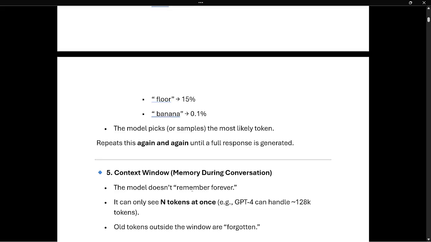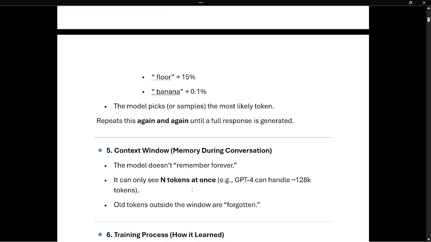Now the next thing is the context window. So what is a context window? This is basically the memory during conversations. The model doesn't remember forever. An LLM like GPT-4 can handle 128,000 tokens only. At a time it can only see n tokens at once, so GPT-4 can see 128,000 tokens. Old tokens outside that window are forgotten, so it can relate to this many tokens only.